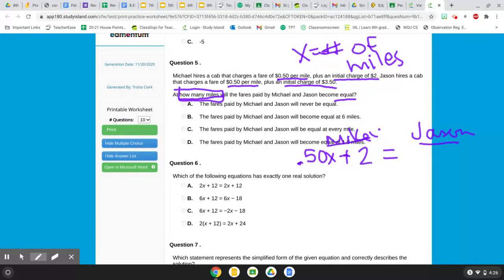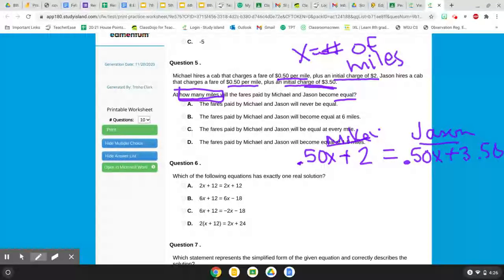Now Jason, 50 cents per mile. We don't know how many miles, but we know it's 50 cents times the number of miles, so 0.50x. Plus an initial charge of $3.50. He's only paying that $3.50 one time, so we're only going to put it here one time. It's not being multiplied by anything.